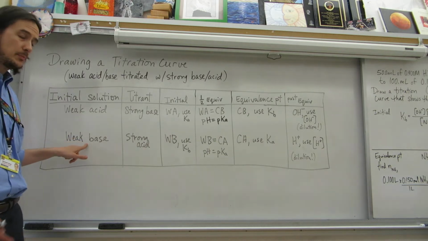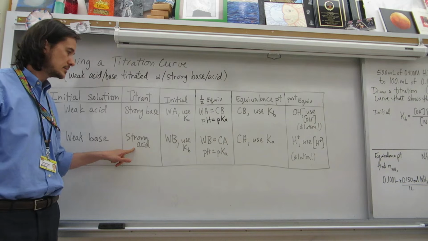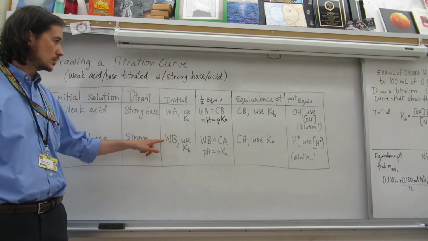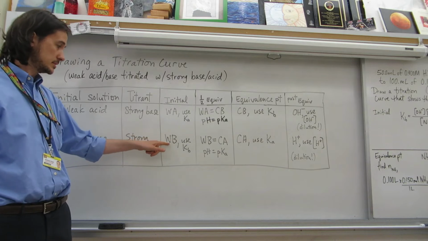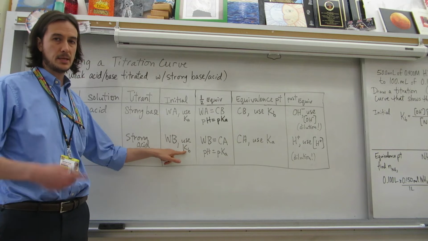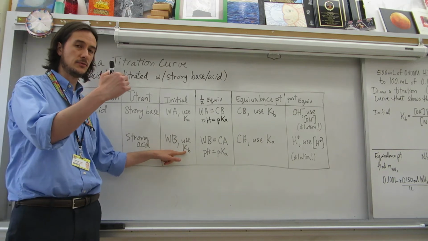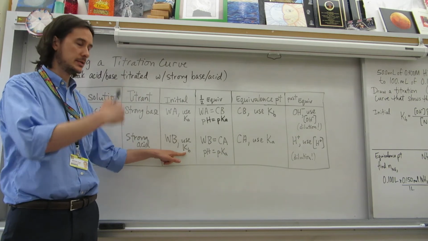If you're starting with a weak base, everything just kind of flips. Weak base, you're titrating with a strong acid. If you want the initial pH, since you're starting with a weak base, you're going to use Kb. Kb is going to let you find the concentration of hydroxide, and then you can calculate pOH and then pH.